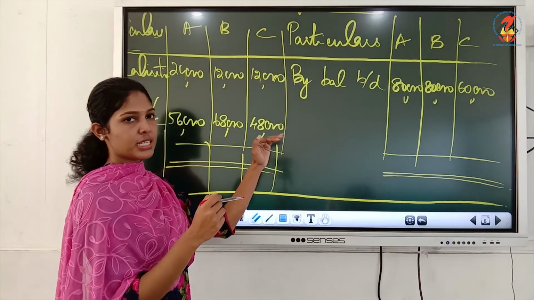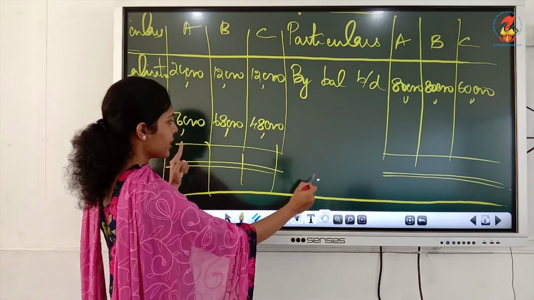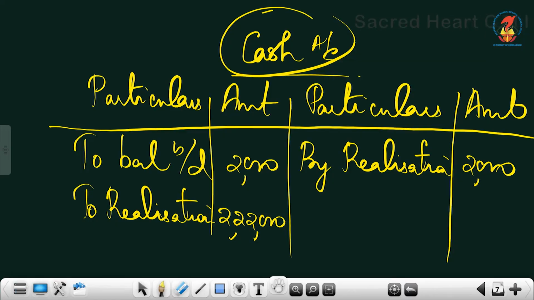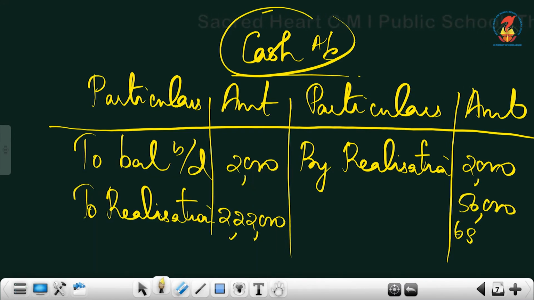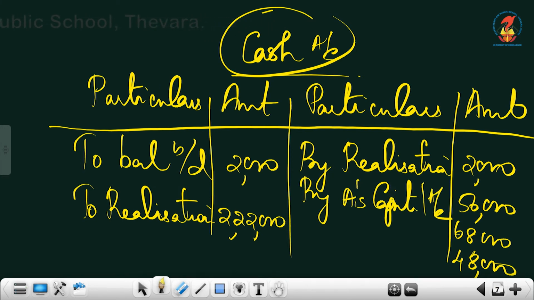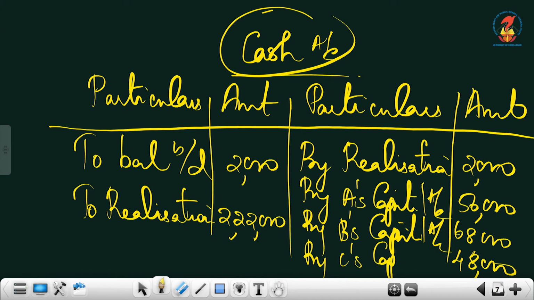See partner's capital. Didn't we write here 2 cash, the balancing figure? So this also should come to the opposite side. 56, 68, 48. That is by realization. Sorry, not by realization. This is partners figures we are writing. So write their names like by A's capital. This is from capital account we are taking. By B's capital and by C's capital account. So from partners capital also we transferred.